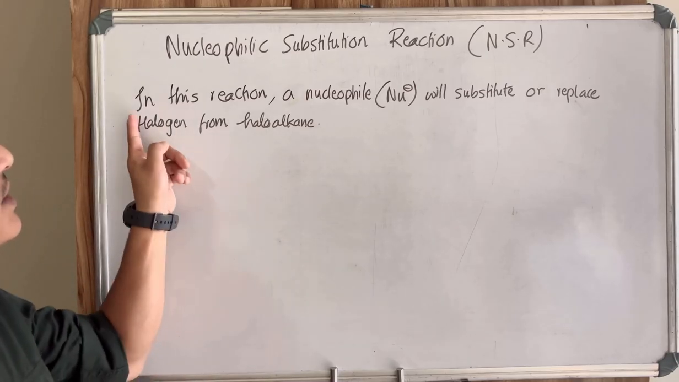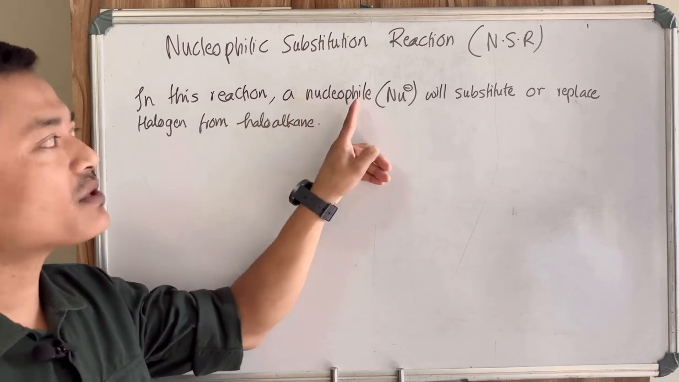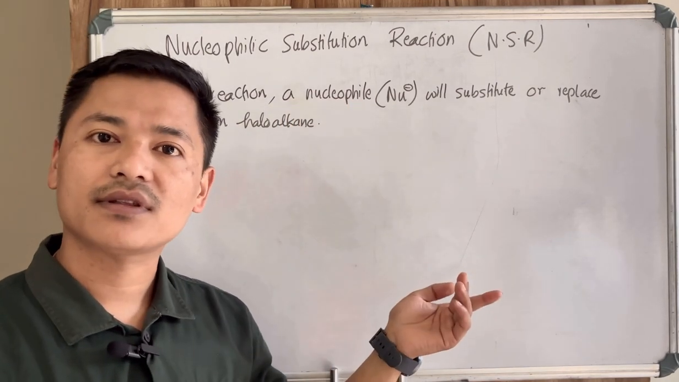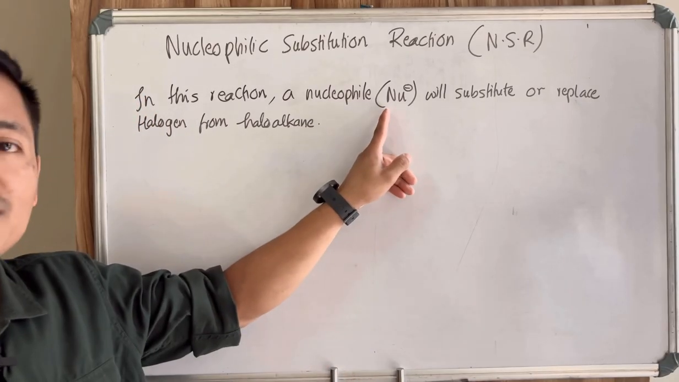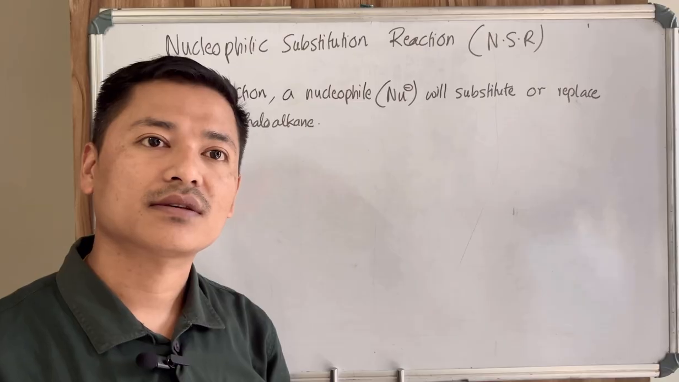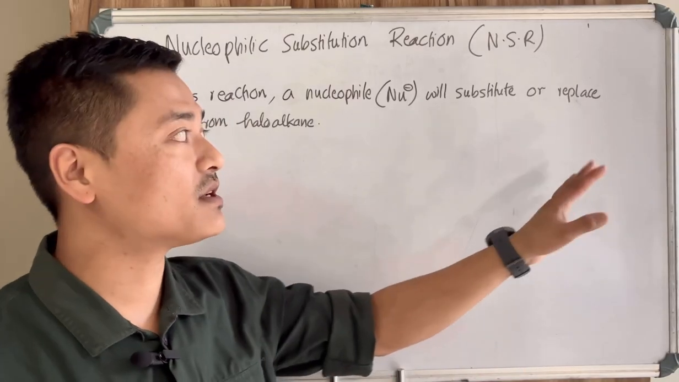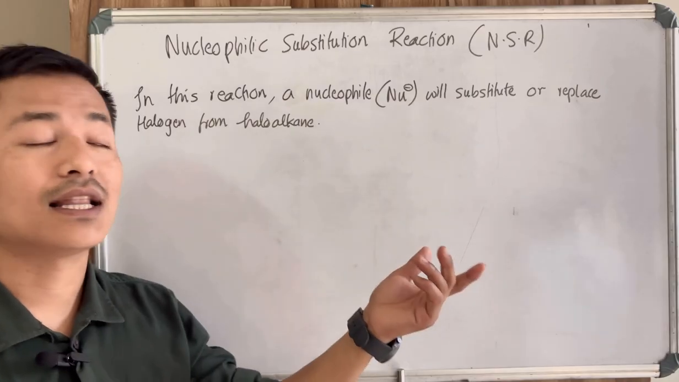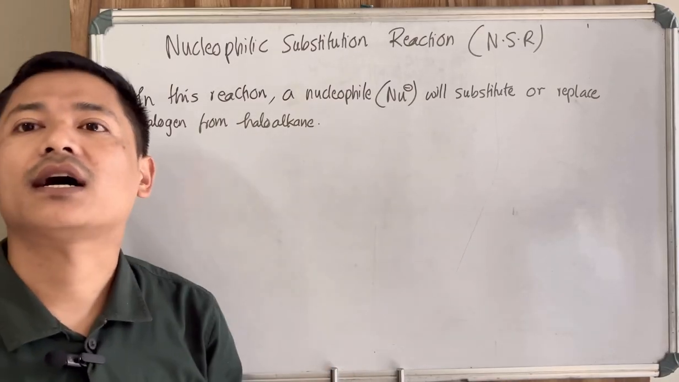In this reaction, what happens? A nucleophile, that is a negatively charged particle. Anything that is negative is a nucleophile, which is represented by Nu minus, and it will substitute or replace, or we can say displace, the halogen from a given haloalkane or an alkyl halide. Haloalkane is also referred to as alkyl halide.